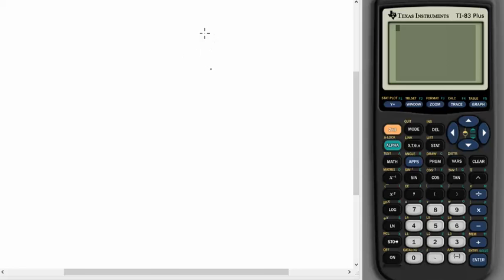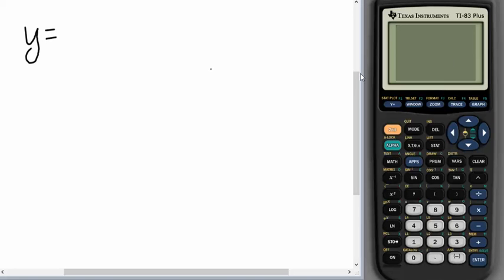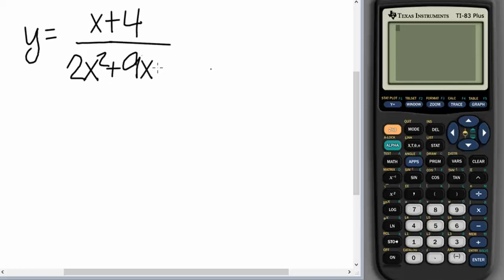So this is going to be the first part of sketching a graph of a rational function. This one we're going to do with the graphing calculator. The next video I'll show you how to do it algebraically. So the one that we're doing is y equals x plus 4 over 2x squared plus 9x plus 4.